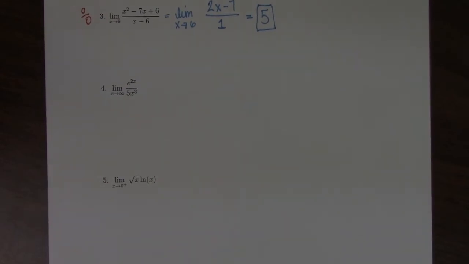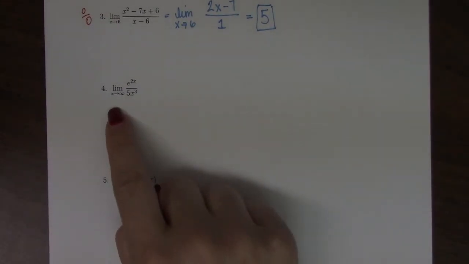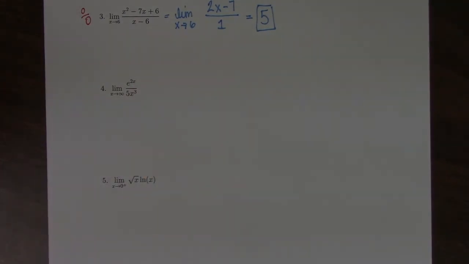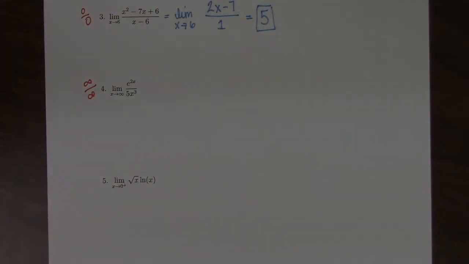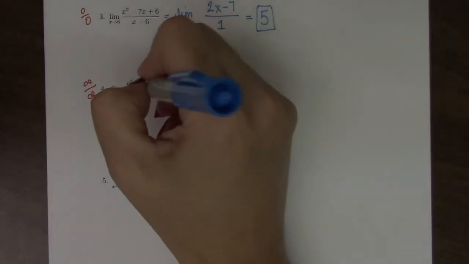Number 4, we're looking at the limit as x goes to infinity of an exponential over a cubic. So this is an infinity over infinity situation. So I'm going to do L'Hopital's.